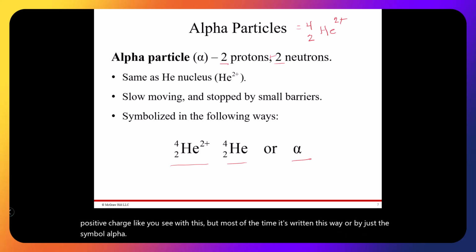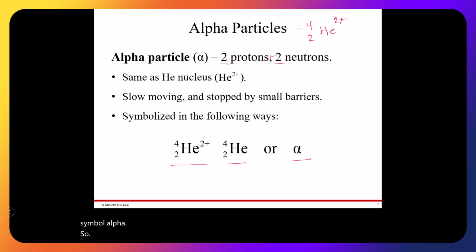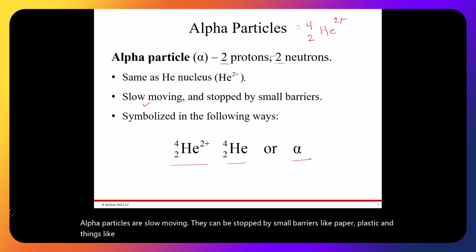So alpha particles are slow moving. They can be stopped by small barriers like paper, plastic, and things like that. We've seen alpha particles before.